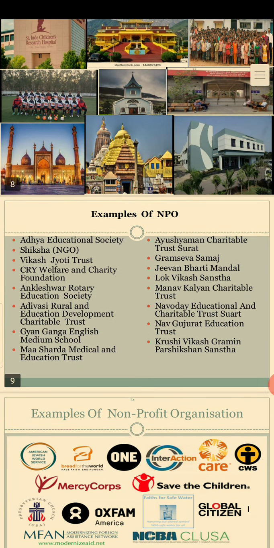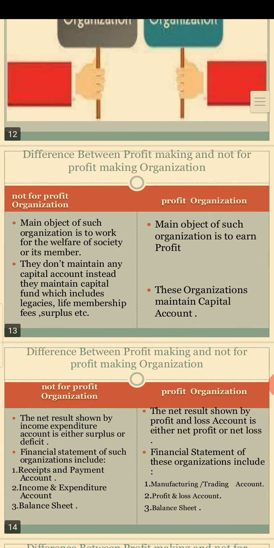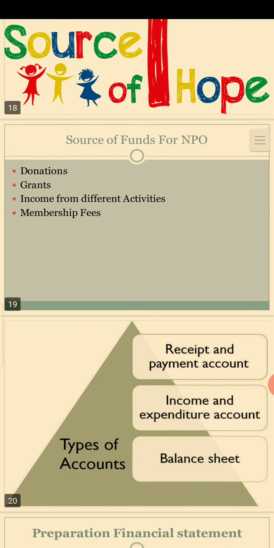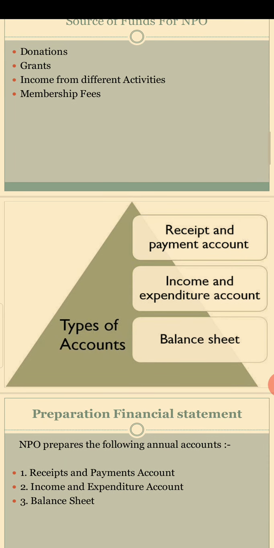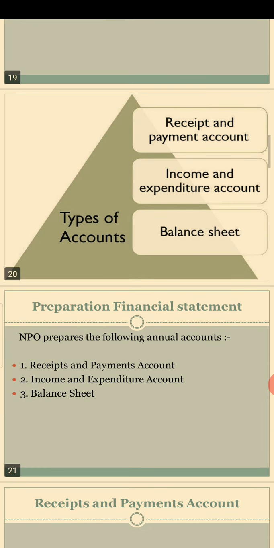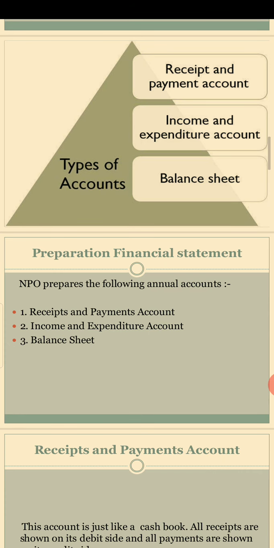The financial statement of NPO consists of receipt and payment account, income and expenditure account, and balance sheet. So at first we are going to discuss about receipt and payment account of NPO.